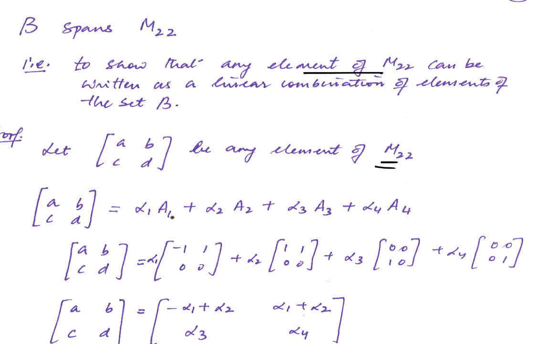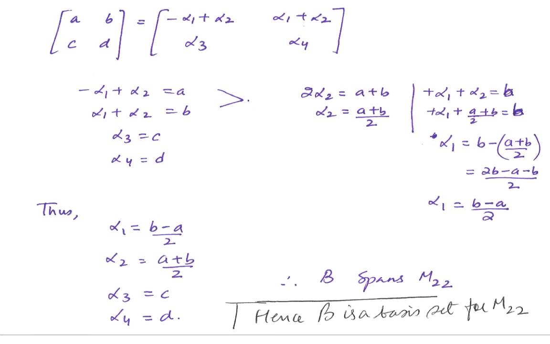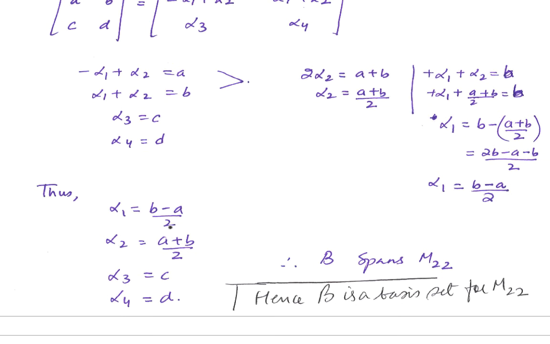So then just plug in the matrices A1, A2, A3, A4, and we get an equation with two matrices on either side of the equal sign. Now we basically have to solve for alpha 1, alpha 2, alpha 3, alpha 4 in terms of A, B, C, D. That's what we have to do. Okay, so when we solve this, what do we get? Alpha 1 can be written as B minus A over 2, alpha 2 is A plus B over 2.